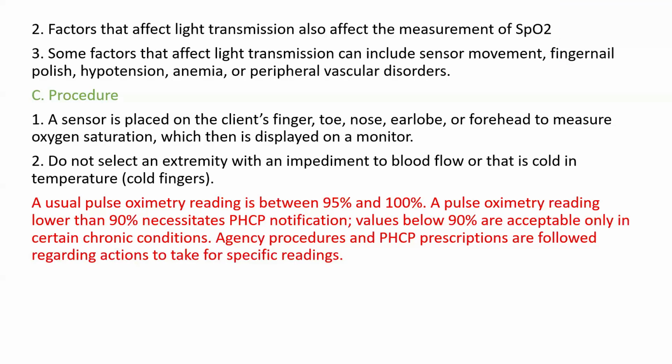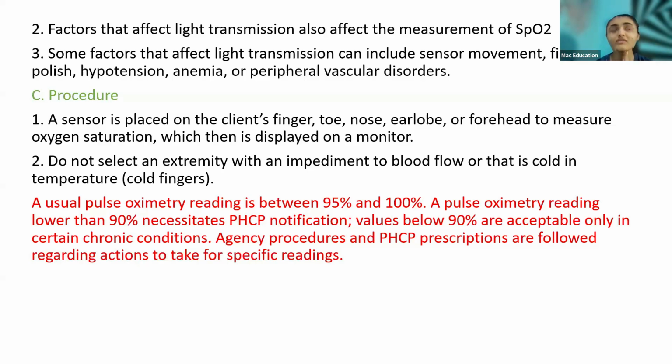If SpO2 is less than 90%, inform the HCP. But in some chronic conditions like COPD and asthma, less than 90% is acceptable. In those patients, SpO2 does not get so high, so it is considerable that it is less than 90. It's okay, there is no problem.